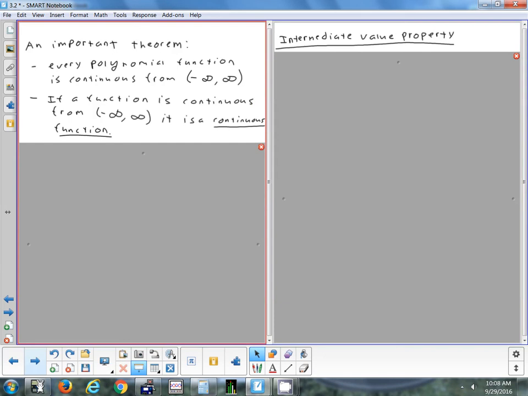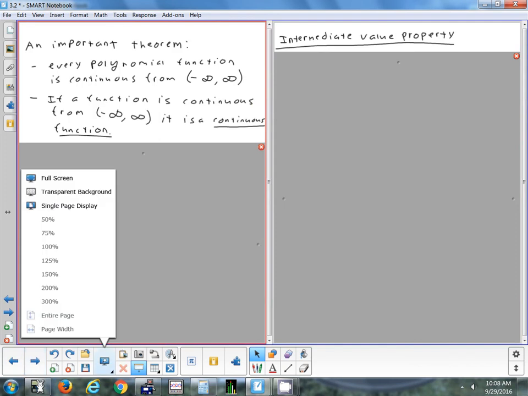Now we're going to tie that in with the second part, which is called the intermediate value property or theorem. I think your book calls it property. It's on page 154. All right, and this is kind of a straightforward concept, but I'm going to have to simplify it and kind of explain it a little bit.